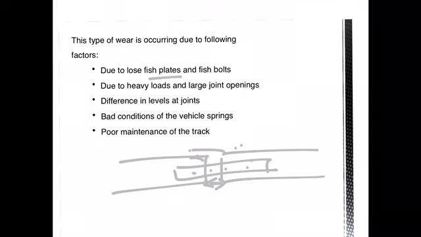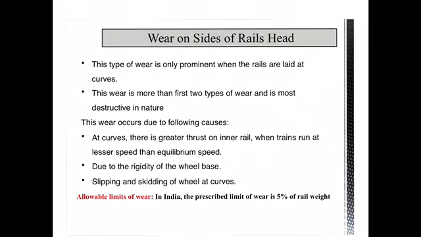And also if these two rail sections are at different levels, that may give rise to rail wear at the ends. And also the bad condition of the vehicle springs and poor maintenance of the track can cause wear on the rail end section. Ultimately, whenever the rail gets battered at the end portion, that will result in a poor riding surface. The other position where you can expect rail wear, which is very prominent especially on the curve, is on the sides of the rail head.